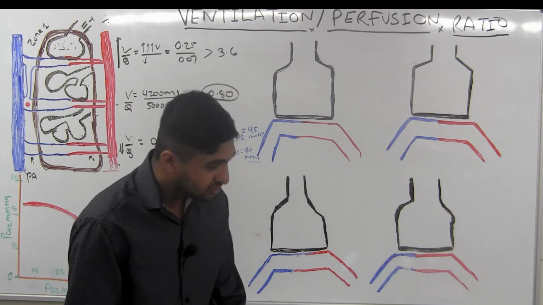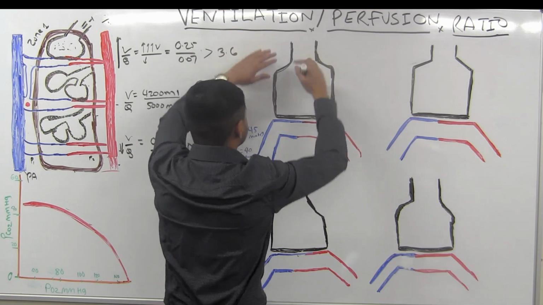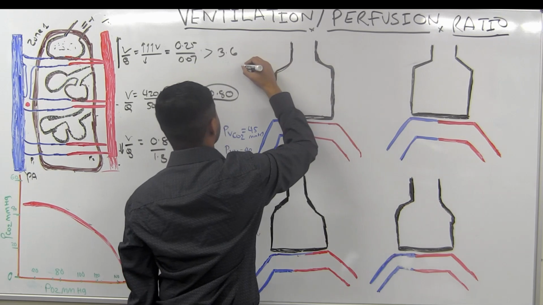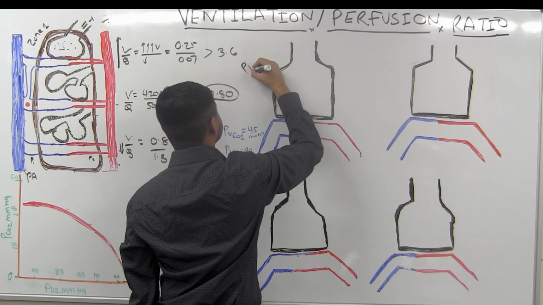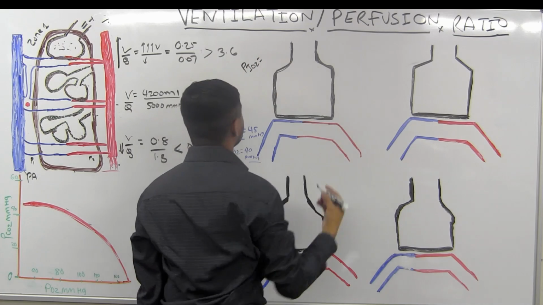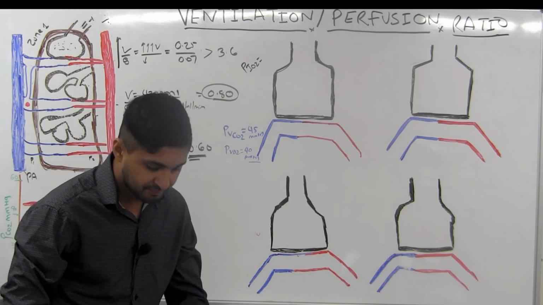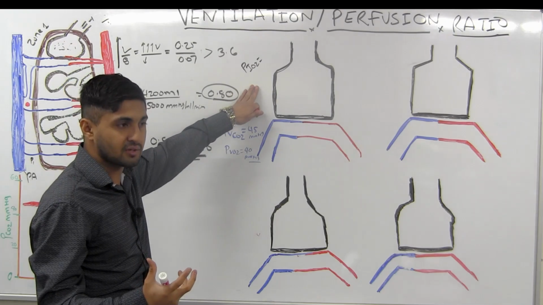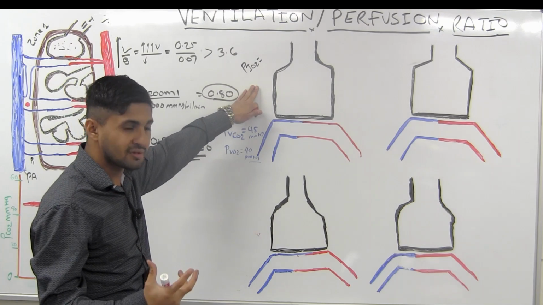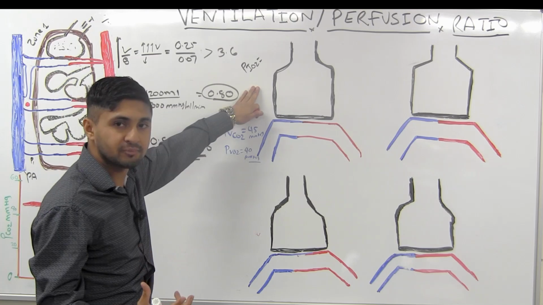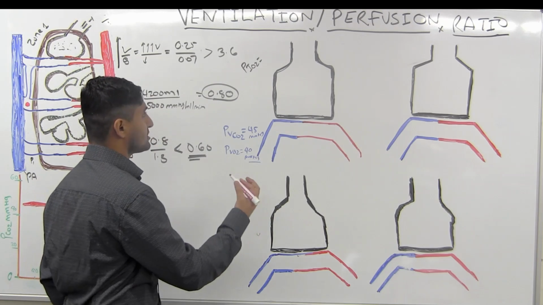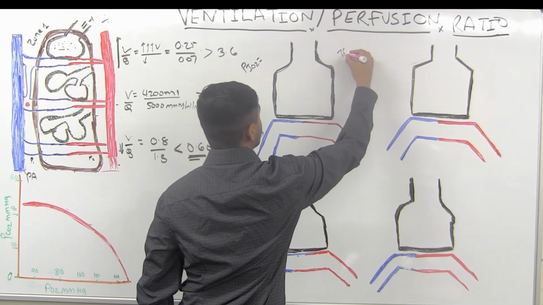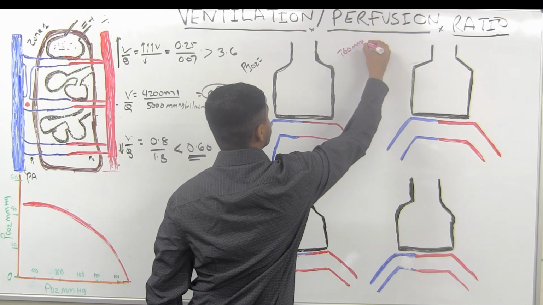Now, we have to know the partial pressure of oxygen in inspired air. Let's write it down here: partial pressure of inspired oxygen. Do you know how to find the partial pressure of inspired air? Usually you need your barometric pressure. The barometric pressure is about what? 760 millimeters of mercury, right? That's what you get.